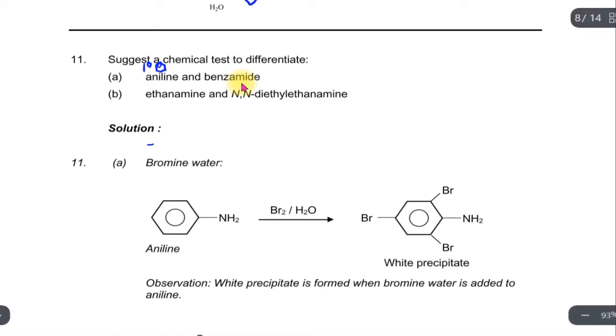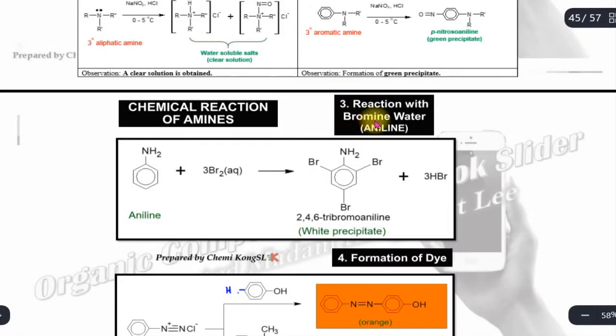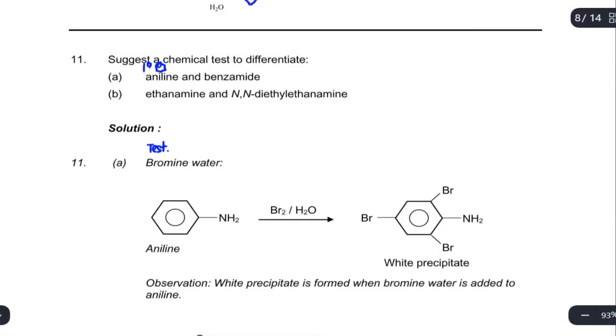What is the name of the test? The test is reaction with bromine water. You just write down reaction with bromine water. So aniline reacts with bromine in water, and it will form, with this one as position number 1, 2, 4, 6 tribromoaniline. So a white precipitate is formed. So this is the equation.